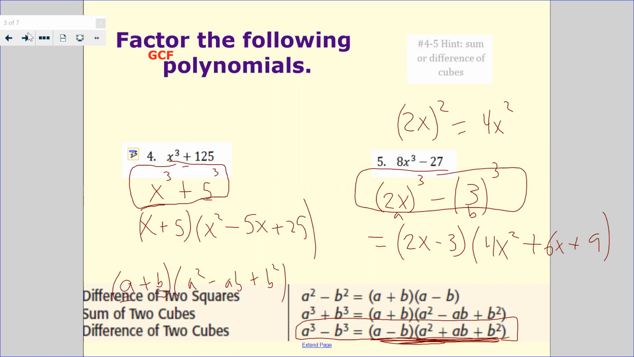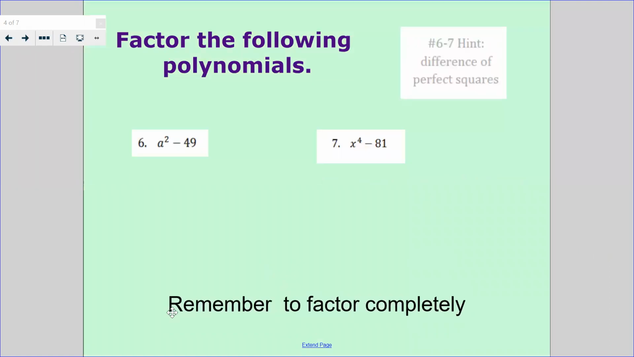Here's some difference of squares. Okay, so I said remember to factor completely. We want to factor as much as we possibly can, and that'll come into play over here. But now I'm looking at a difference of squares formula. Well, I know that a squared minus b squared is equal to a plus b times a minus b. So again, what's being squared here is a, what's being squared here is 7. So that's just a plus 7 times a minus 7.